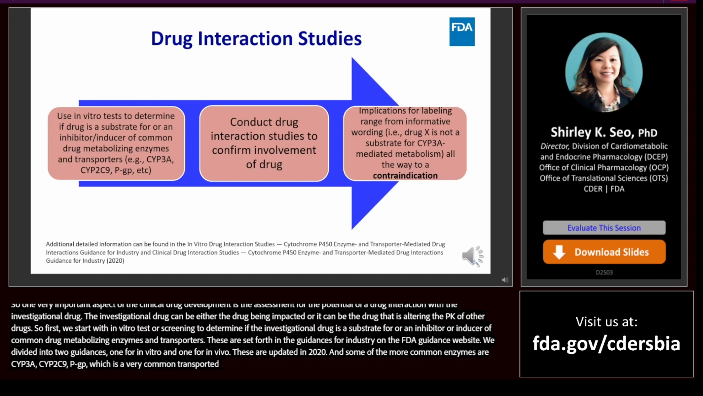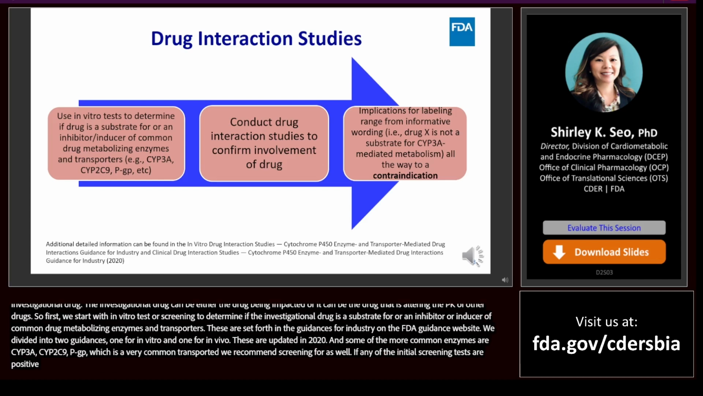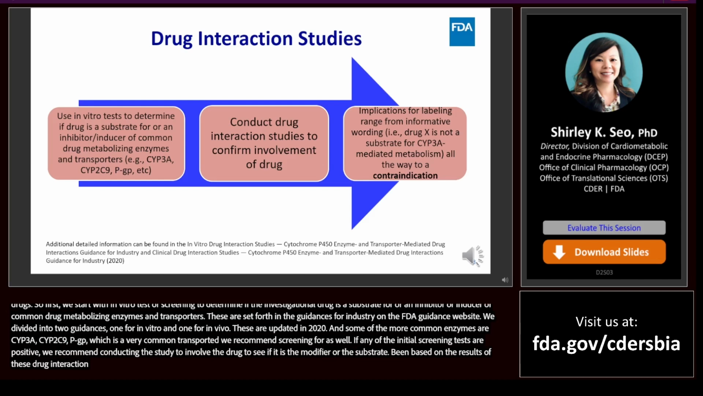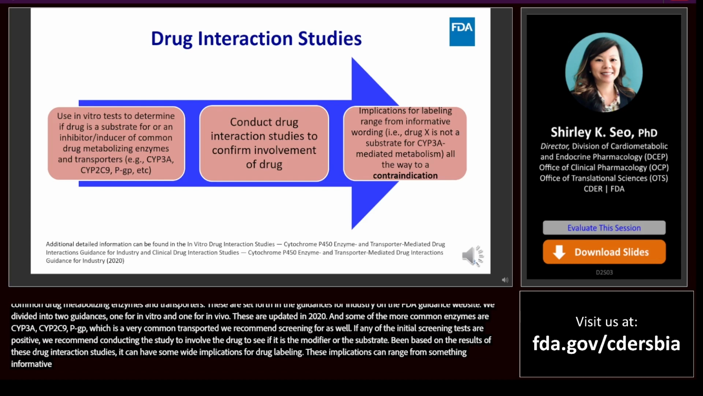If any of these initial screening tests are positive, we recommend conducting an in vivo drug interaction study to confirm the involvement of the drug, whether the drug is a modifier or the substrate. Then, based on the results of these drug interaction studies, it can have some wide implications for drug labeling. These implications can range from something informative, such as drug X is not a substrate for CYP3A-mediated metabolism, all the way to a contraindication for the use of this drug with other drugs.